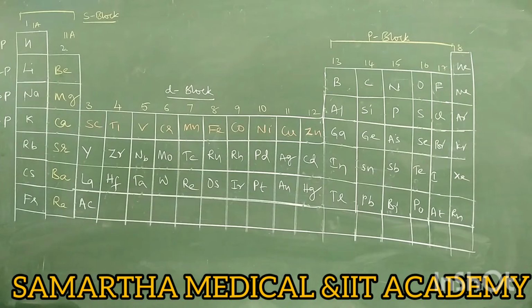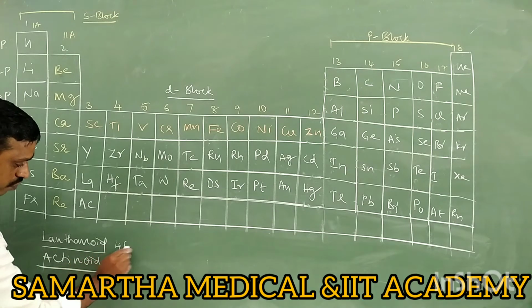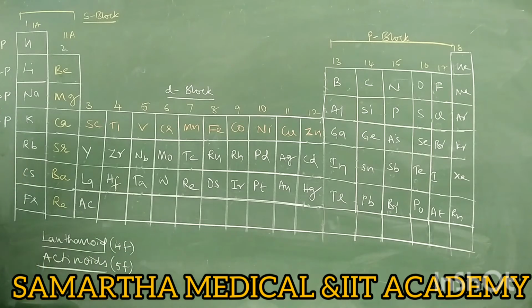Then where is F block? You see F block here. F block elements are further classified into two series. That is the lanthanoid, right? And what? Actinoids. There are two series, lanthanoids and actinoids. Lanthanides are called 4F series, actinides are called 5F series. We will study in detail later.